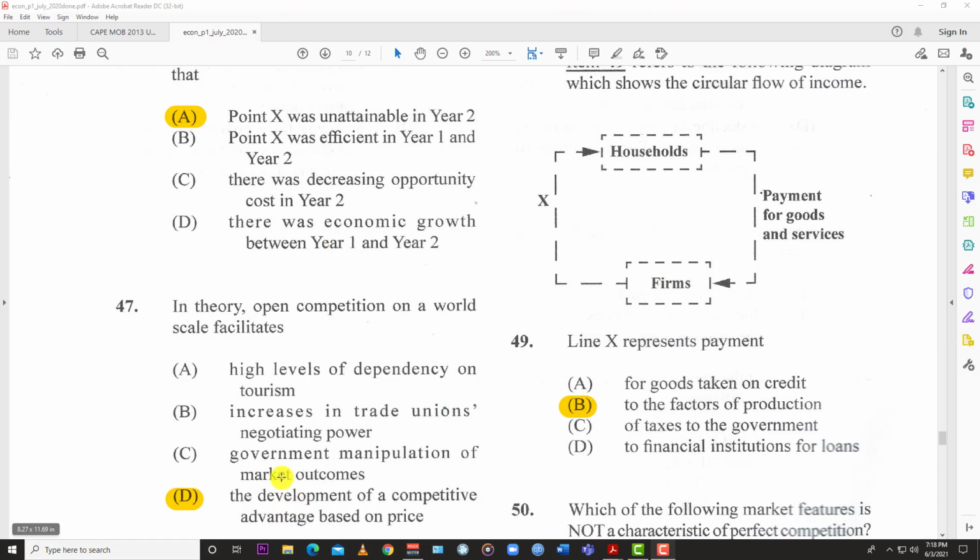So that's why the answer is B, the factor of production, which would be labor in this case, or whatever factor of production the household owns, and the firm employs. That's the payment right there, X.